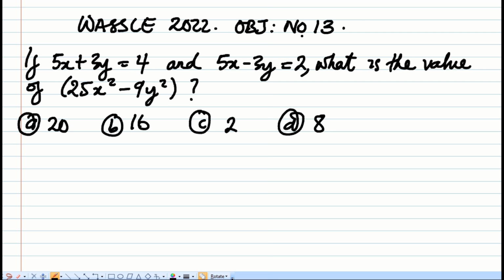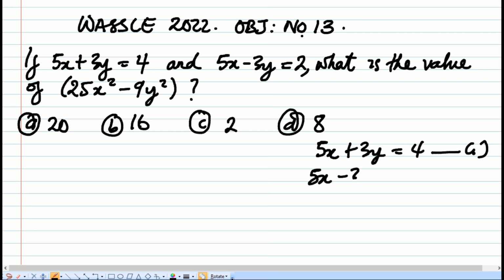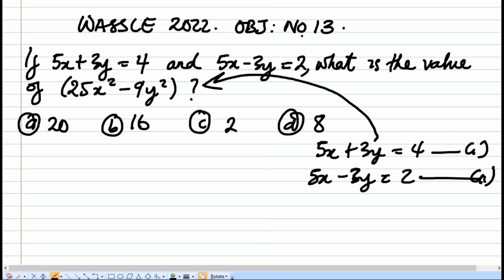Now what you might be tempted to do is to solve this as a system of linear equations. We are going to say this is equal to 4 as our first equation, and this is equal to 2 as our second equation. Well, if you do this and then you maybe use the elimination method or the substitution method, and then you eliminate 5x or 3y, and then you find the value of x and y, then you now plug it into the question rather, and you get the value. Well, that would not be necessary if you can carefully observe our question.